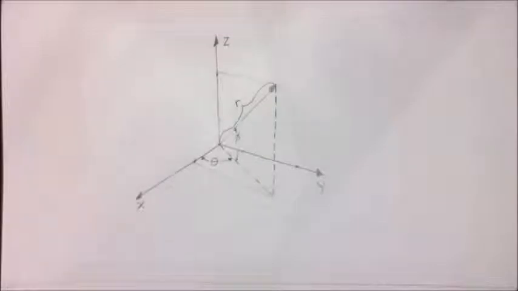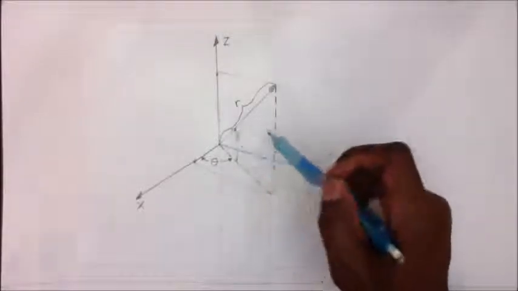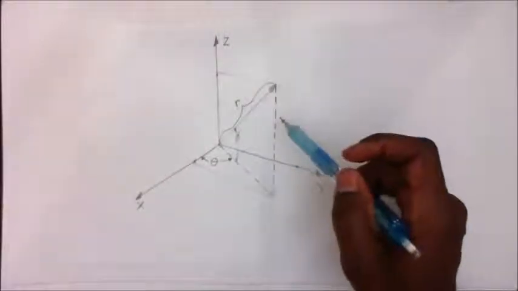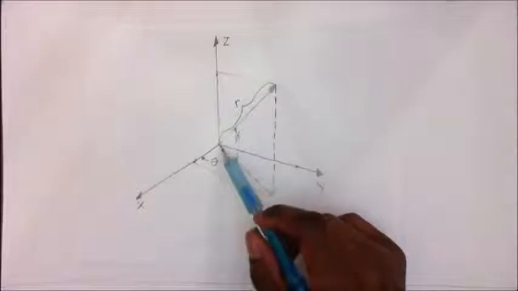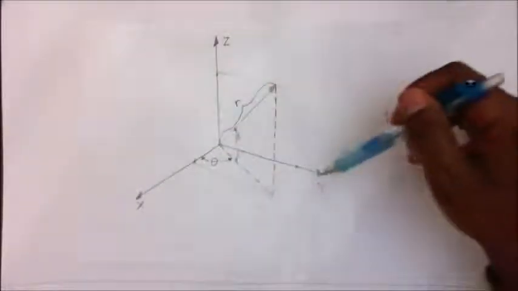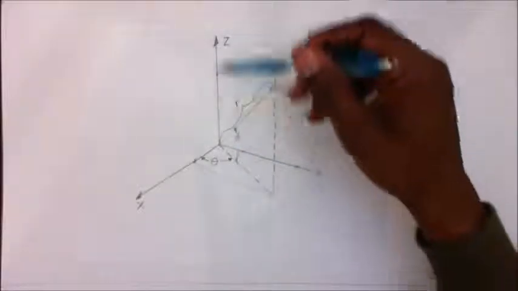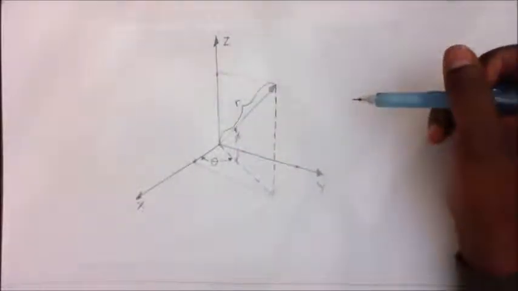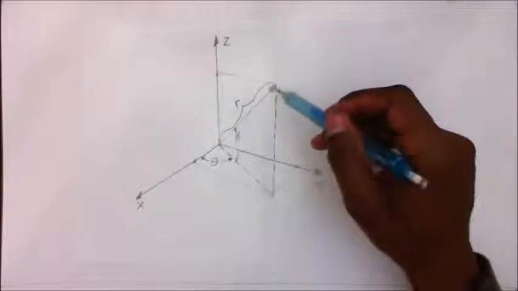Hi, today I'd like to talk about rotating a vector. What we have here is a vector depicted in three-dimensional Cartesian space, with this representing the x-axis, this line representing the y-axis, and the vertical line representing the z-axis. Okay, and here we have our vector.